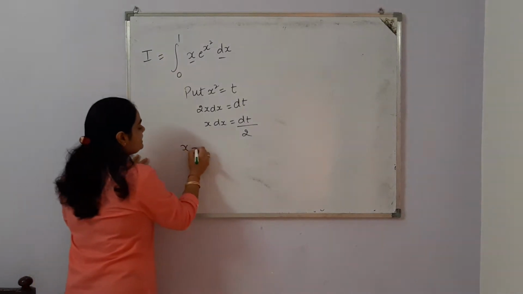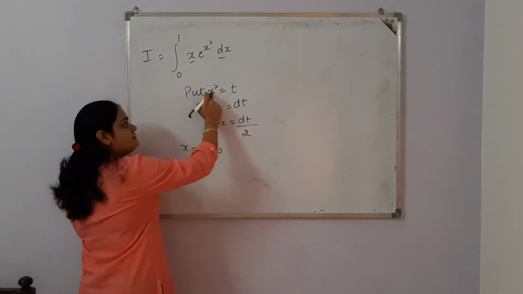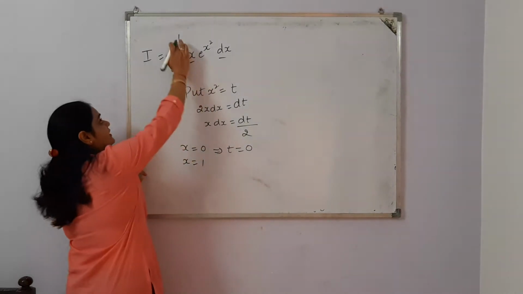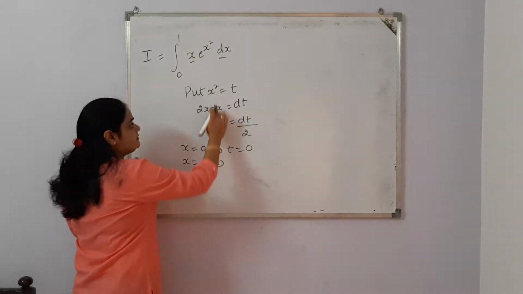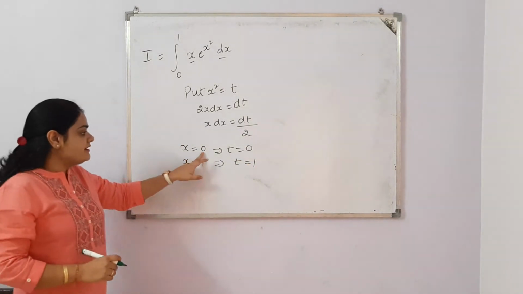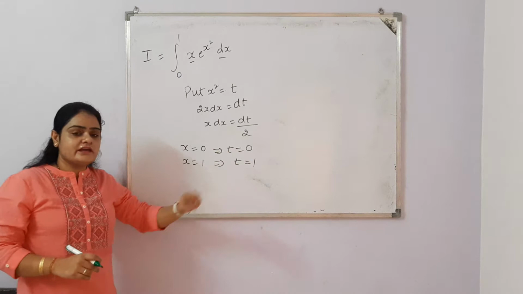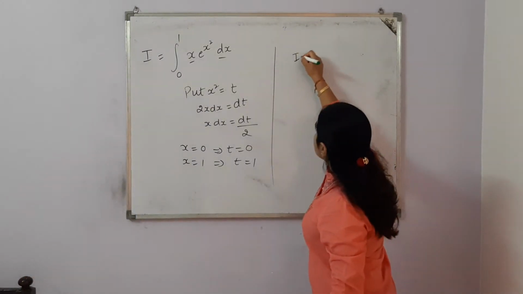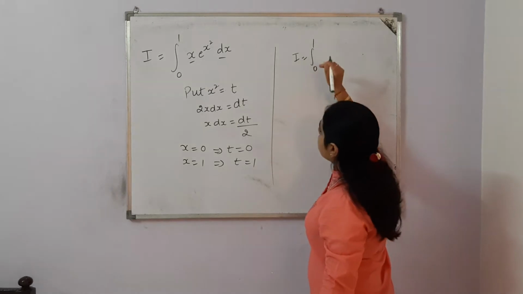Now whenever x is 0, 0 squared is 0, then t is also 0. If x is 1, the other limit, then 1 squared is also 1. That means there is no change in limits. If x is 0, t is also 0. If x is 1, t is also 1. Now I equals, limits are the same, 0 to 1.